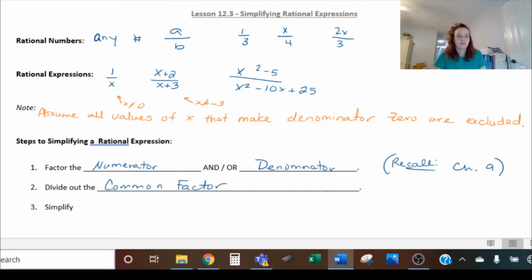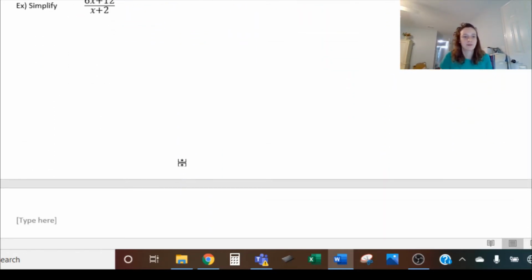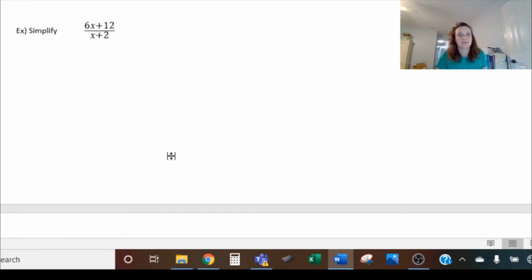Okay, so I wanted you to have all the rules before we get started, and now we can move on to an example. Okay, so what we're doing is we're taking these rational expressions and simplifying them down so we cannot simplify anymore. All right, let's look at this first example. 6x plus 12 divided by x plus 2.